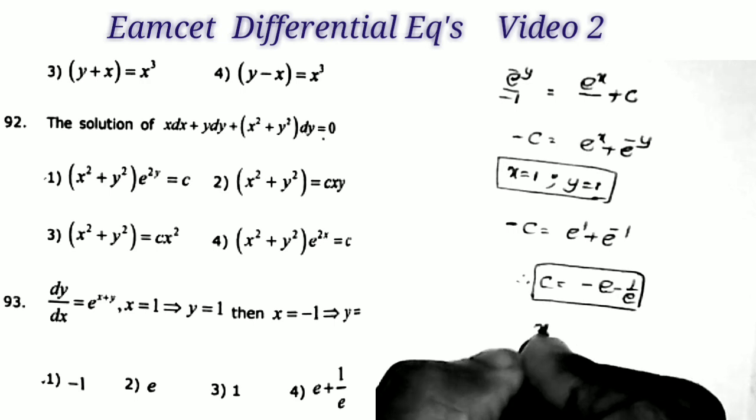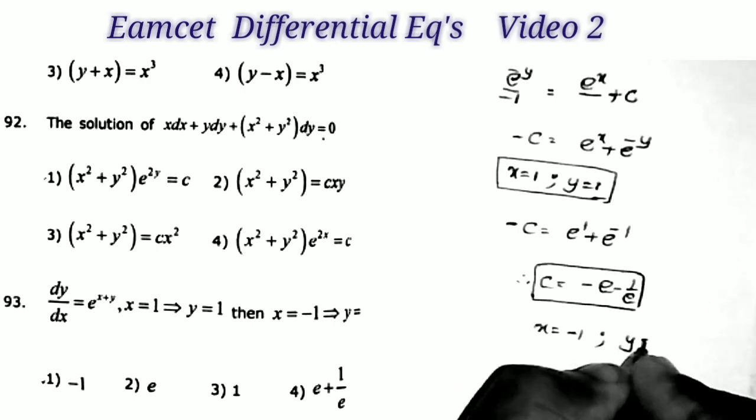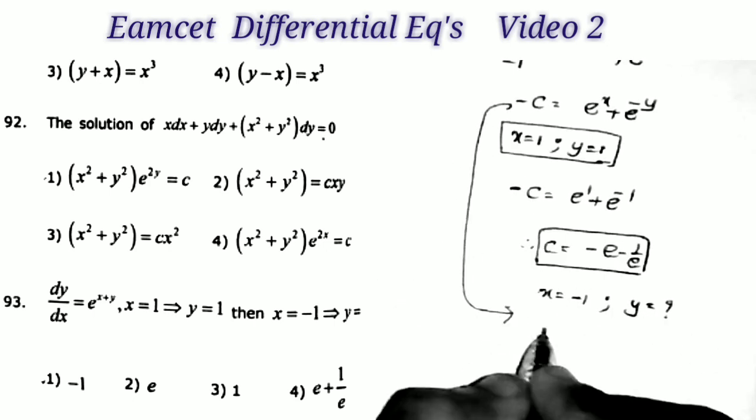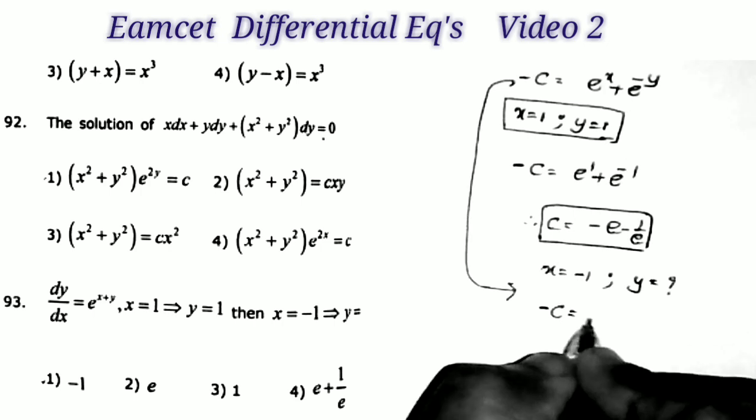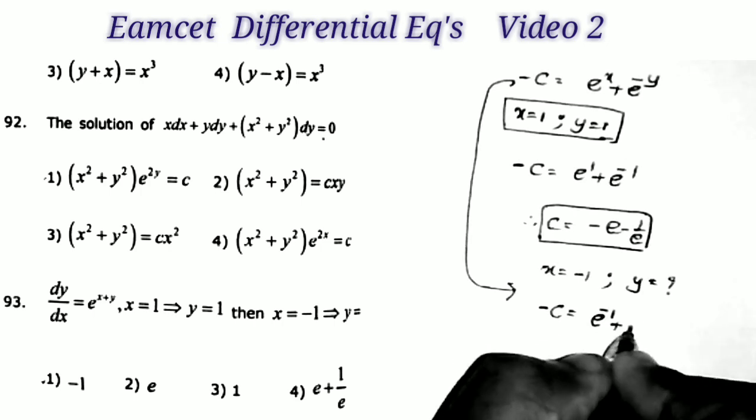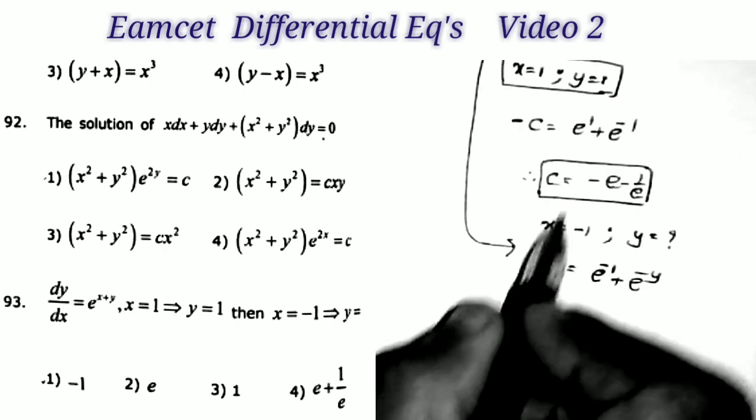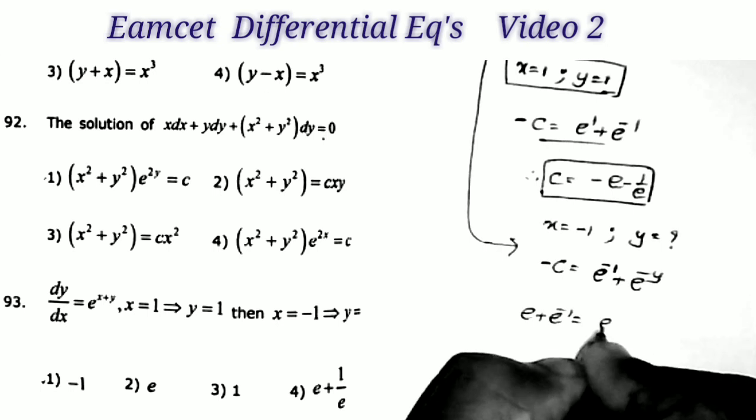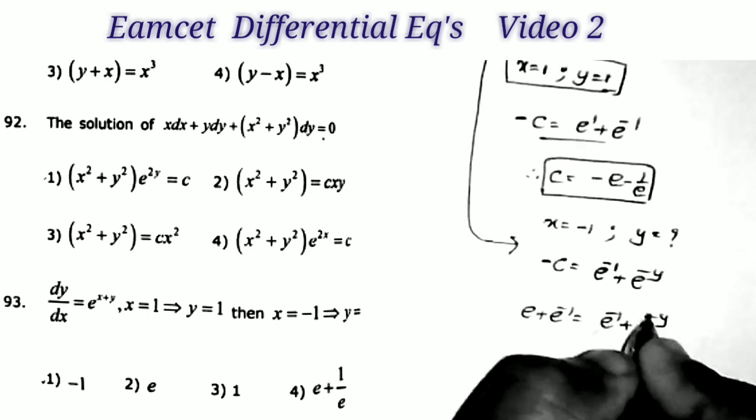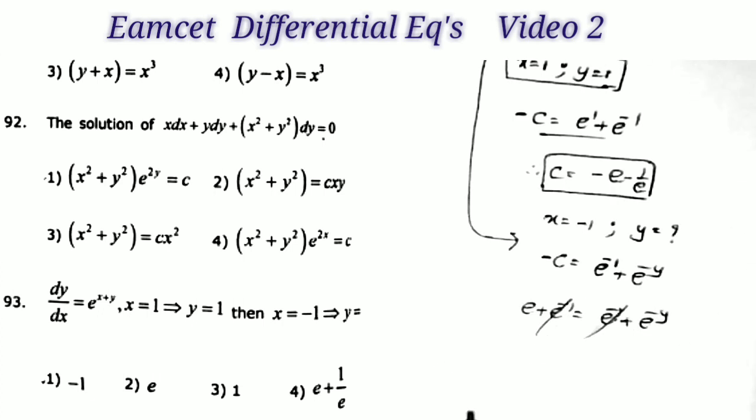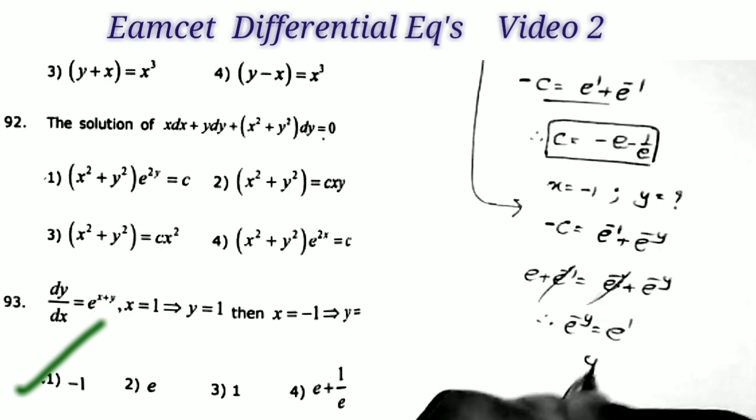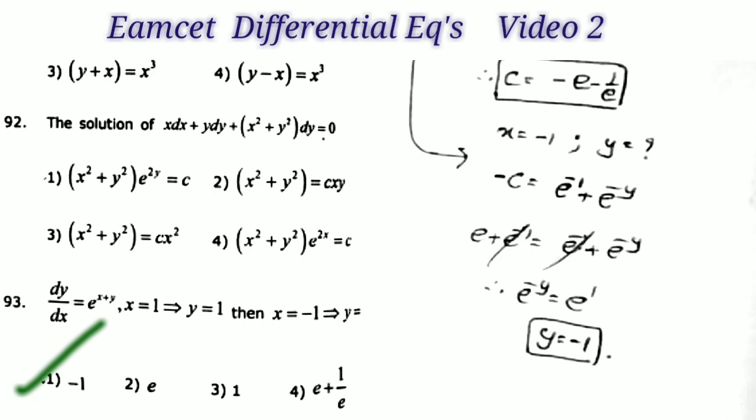Now, what is the given question? At x is equal to minus 1, what is the y value? We want to find this value. Again, taking the solution and replacing x is equal to minus 1. Minus c is equal to e power x, with x equal to minus 1. We want the y value. But what is the minus c value? Minus c is equal to e plus e power minus 1. So, e plus e power minus 1 is equal to e power minus 1 plus e power minus y. Therefore, the value of e power minus y is equal to e power 1. So, the value of y is equal to minus 1. That's all. And that is the first option.